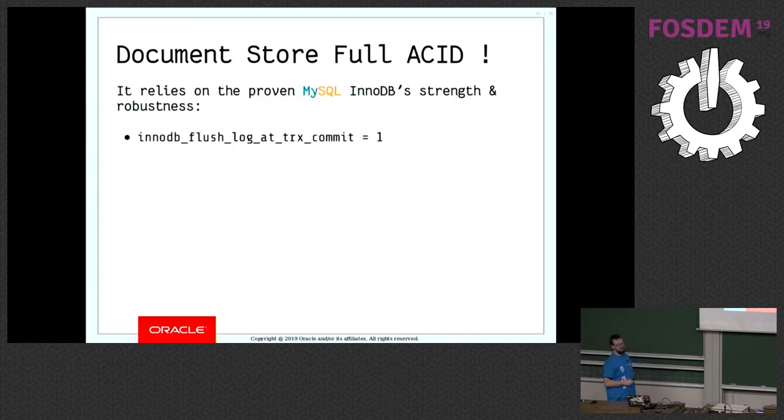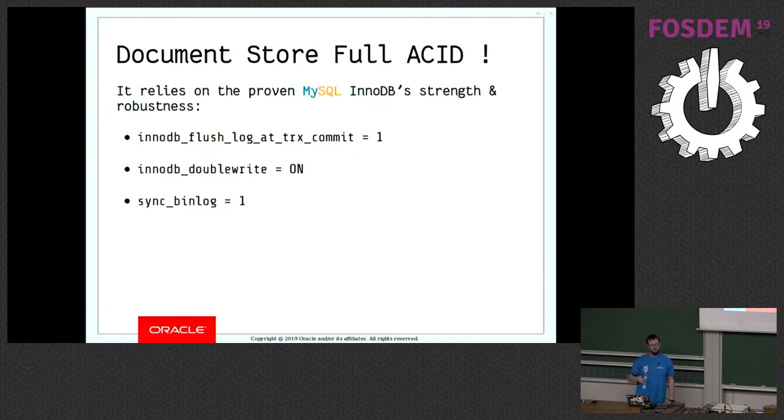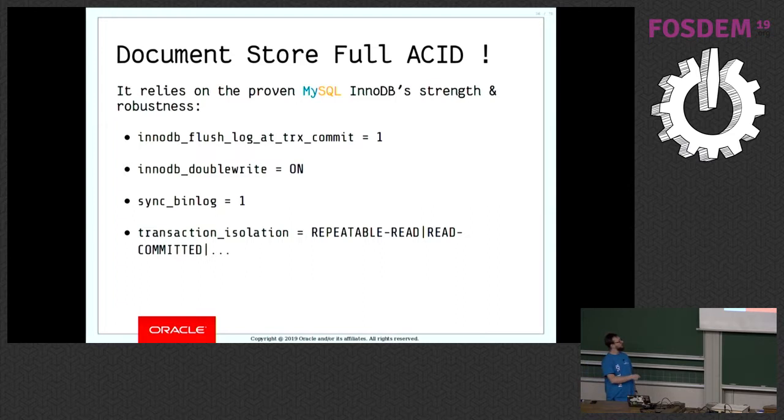So by default, you have flush logs at transaction commit. So every time you do a transaction, every time you're going to insert a document, it will be flushed also on disk. Double write buffer. So if you have an issue writing an InnoDB page, we're going to find it. Sync binlog equal 1. So it means that every time you write a new document, it will be synced on the binary log and sent to the slave. So all that works with the normal. Everything you have in MySQL now, you have it with the document store. So your replication, all that, group replication, the isolation, all that works, but with documents.